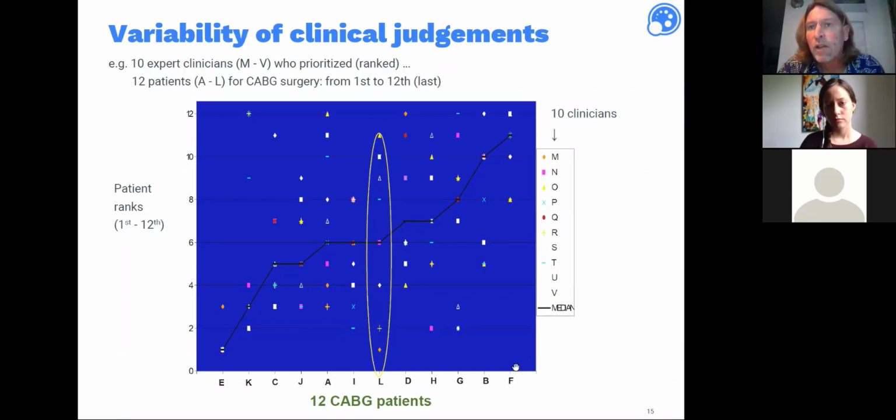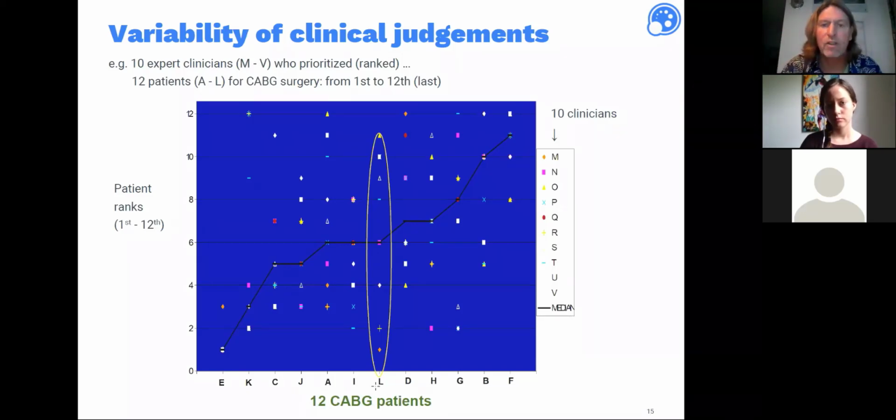I'll go to the other end. Patient F, most of the clinicians, not all of them, but agreed that that patient should be towards the end of the list. So either 12, 11, 10, one person, a couple of people put them as 8. Strong agreement, pretty much. But look at patient L, for example.